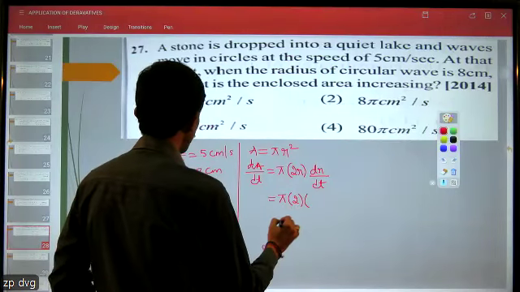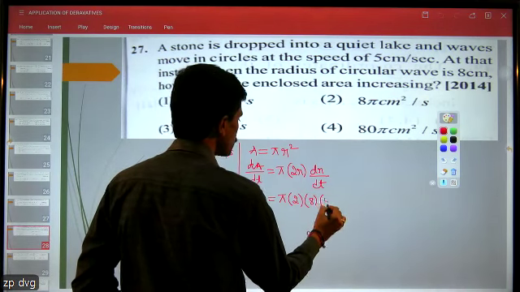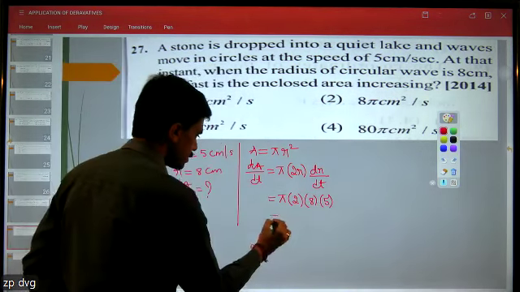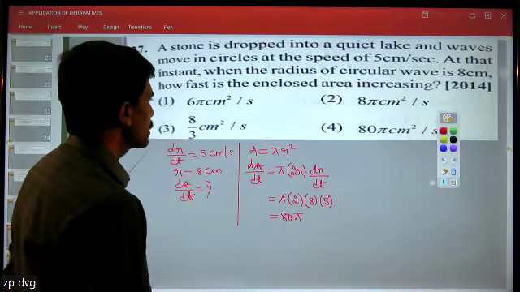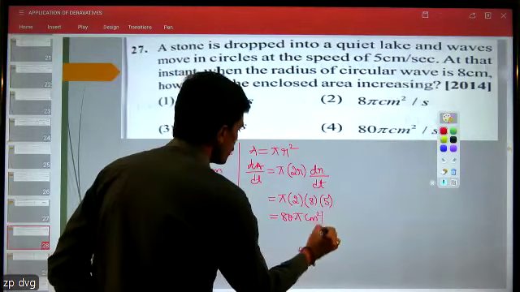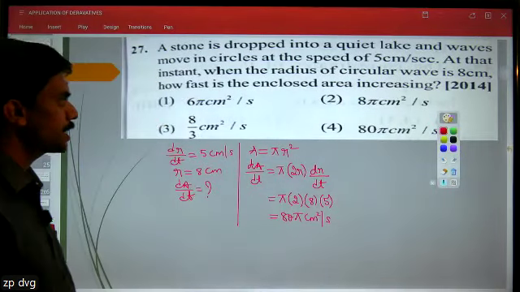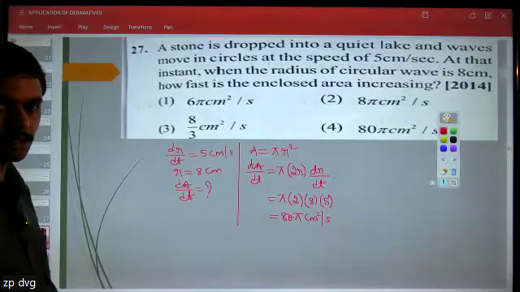So pi into 2 into the value of r, which is 8, and the value of dr by dt, which is 5. 8 times 5 is 40, 40 times 2 is 80. So the answer is 80 pi. For area, we get centimeter square, and for time, we get second. So the answer is 80 pi centimeter square per second. So option 4 is the correct answer.